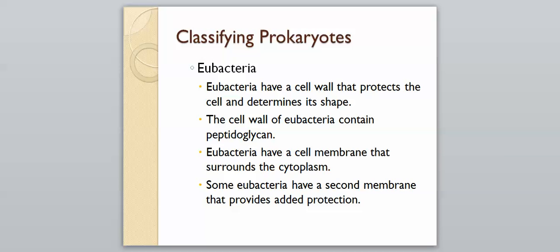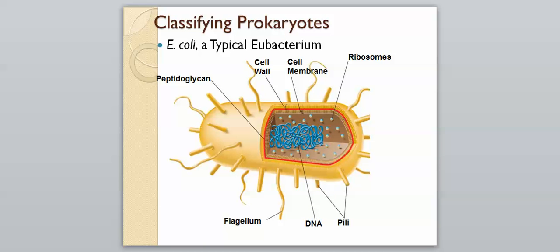And this next slide is just a picture that you already drew in class of what our typical prokaryote will look like. So this is E. coli, an example that they give, and it shows all of the different structures and words that we will learn about throughout the course of this chapter.